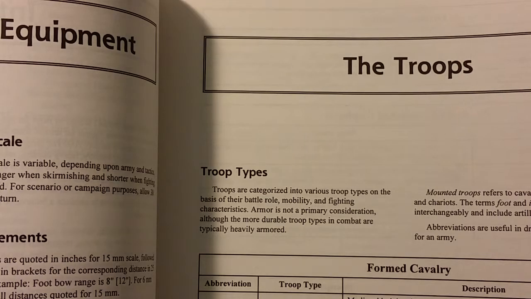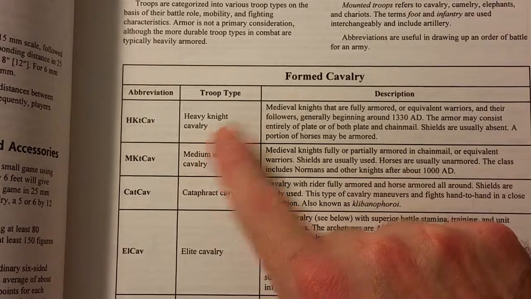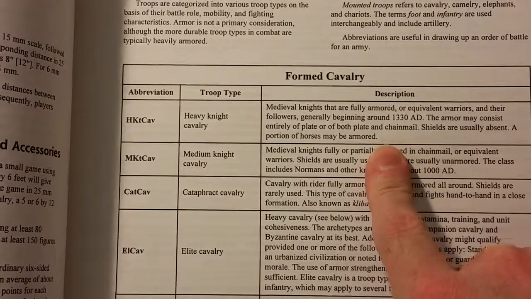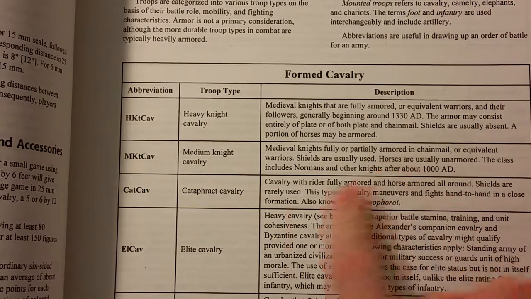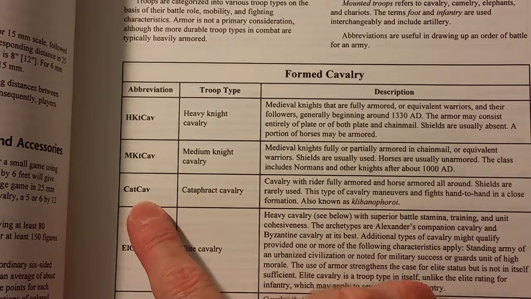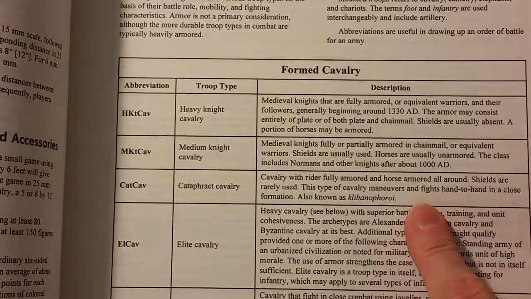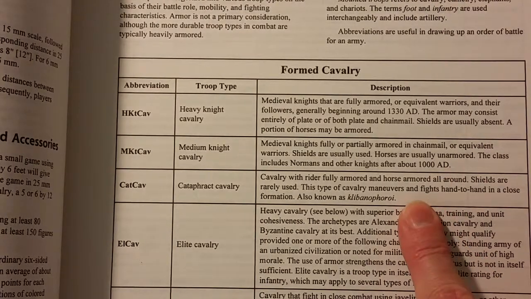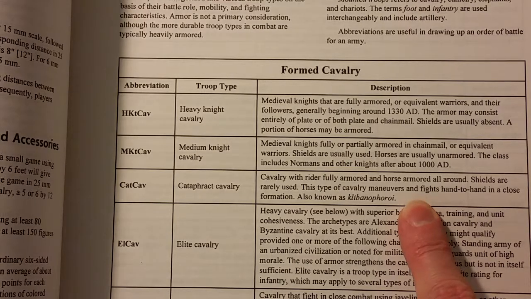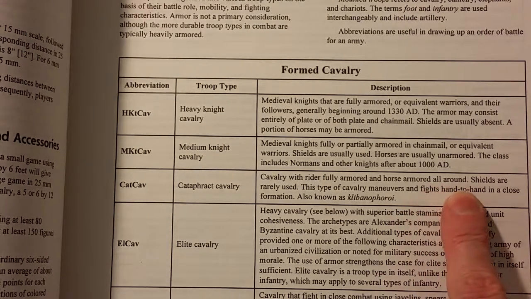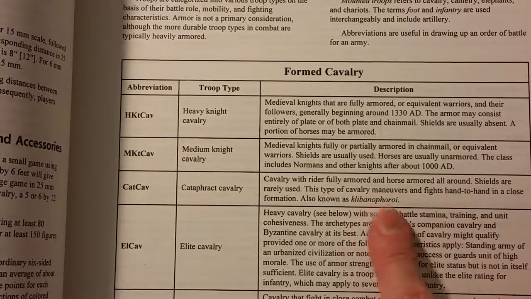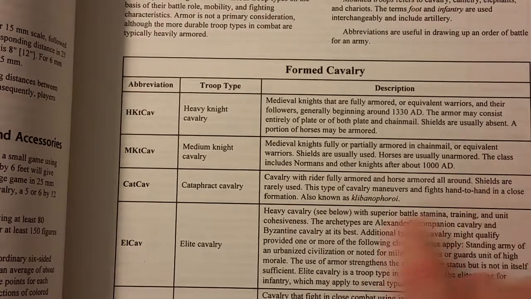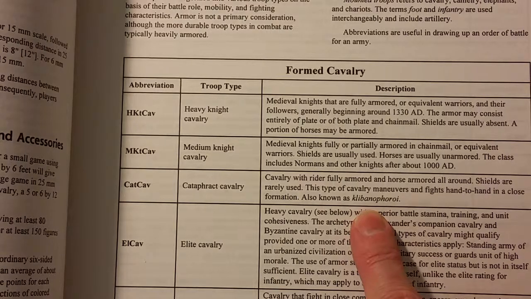So very similar to many miniatures rule sets, we have the troop types and then descriptions. So for example, cataphract cavalry, abbreviation CAT-CAV, and you get a short paragraph description: cavalry with rider fully armored and horse armored all around. Shields are rarely used. This type of cavalry maneuvers and fights hand-to-hand in a close formation, also known as klebanophoroi. I did not know that.